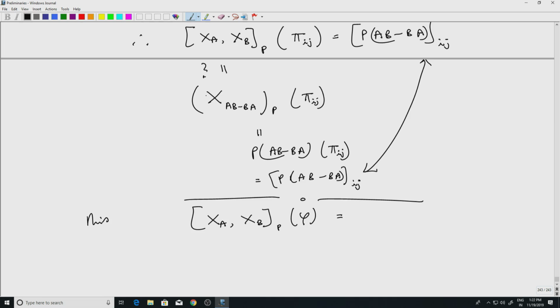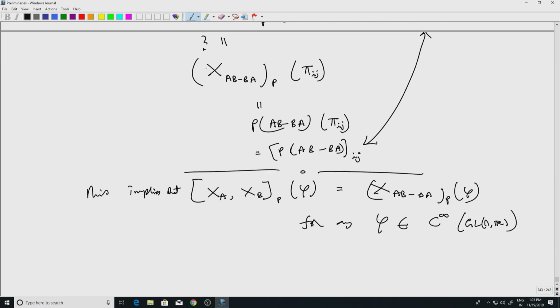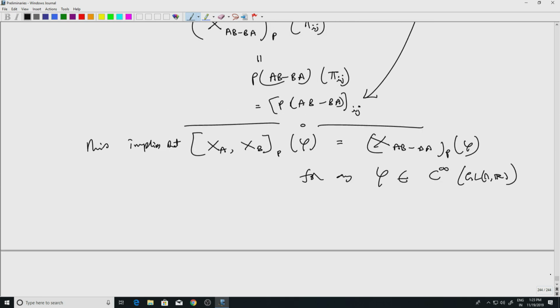So I claim that this implies that this is equal to [Xa, Xb] minus [Xb, Xa] at p, for any phi in C infinity of GLnR. Now this has nothing to do with GLnR or anything, so it's a more general fact.